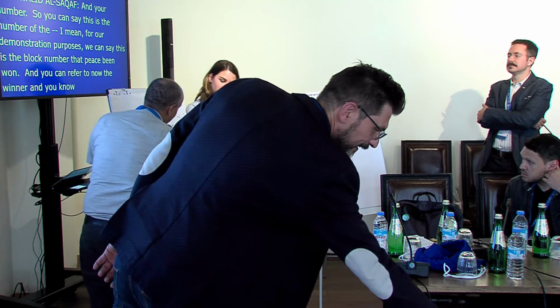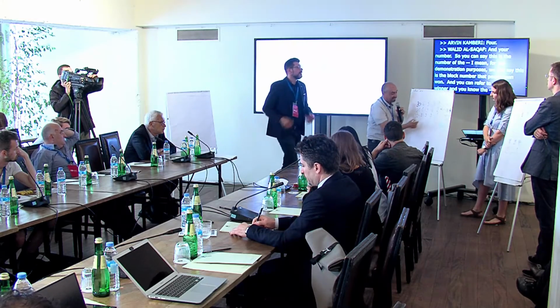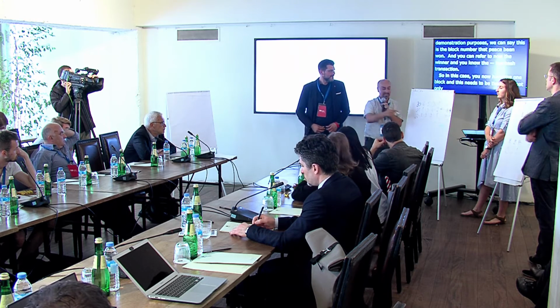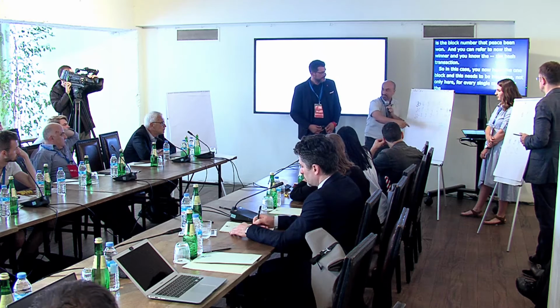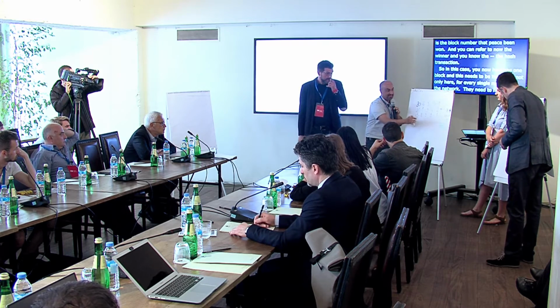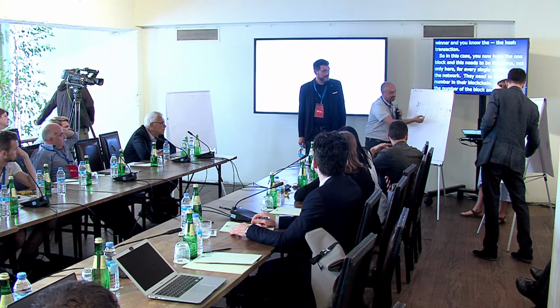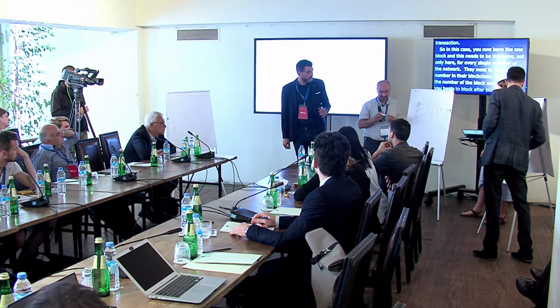So in this case, you now have the one block, and this needs to be the same not only here, but for every single member of the network. They need to have this number in their blockchain. So 42 is the number of the block, and that's how you begin to build block after block. So that's one way in which you can think of it.